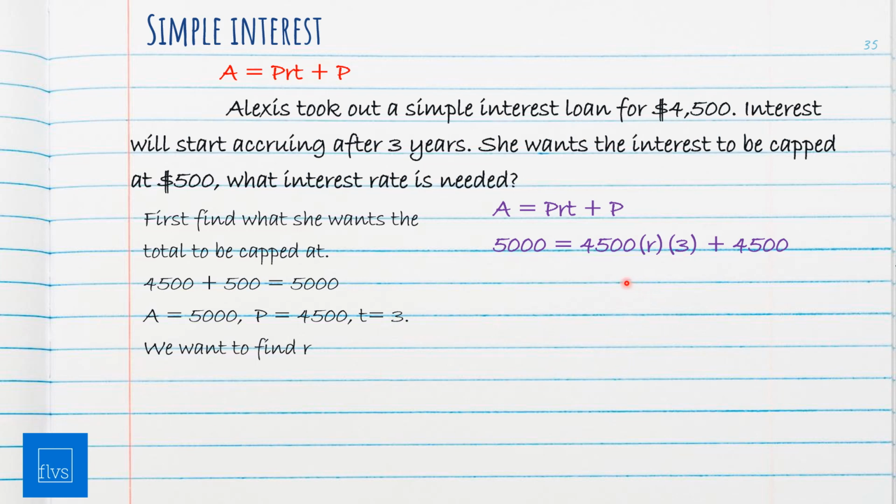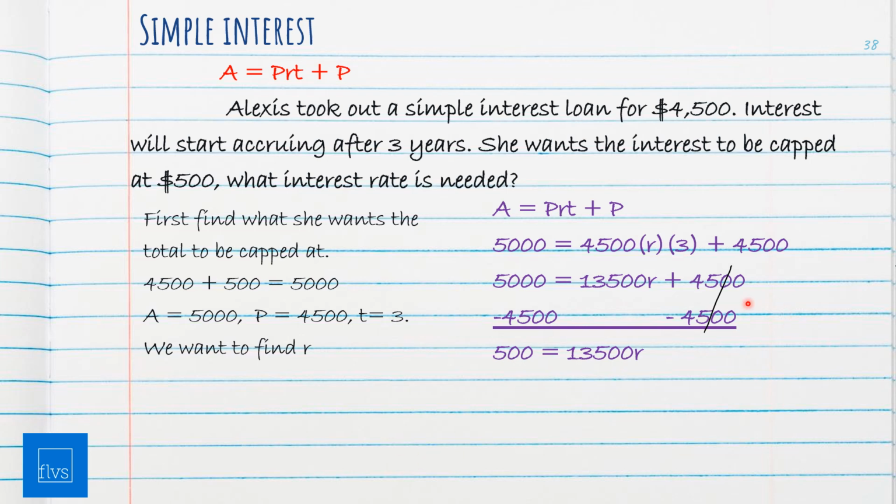So we want to start off multiplying 4,500 times 3. So 4,500 times 3 is 13,500 R plus 4,500. Now solving for R, we have to move this 4,500 to the other side. It's added, so we're going to subtract on both sides. When we subtract, the 4,500 cancels over here. 5,000 minus 4,500 is 500. And on the right side, we're left with 13,500 R.